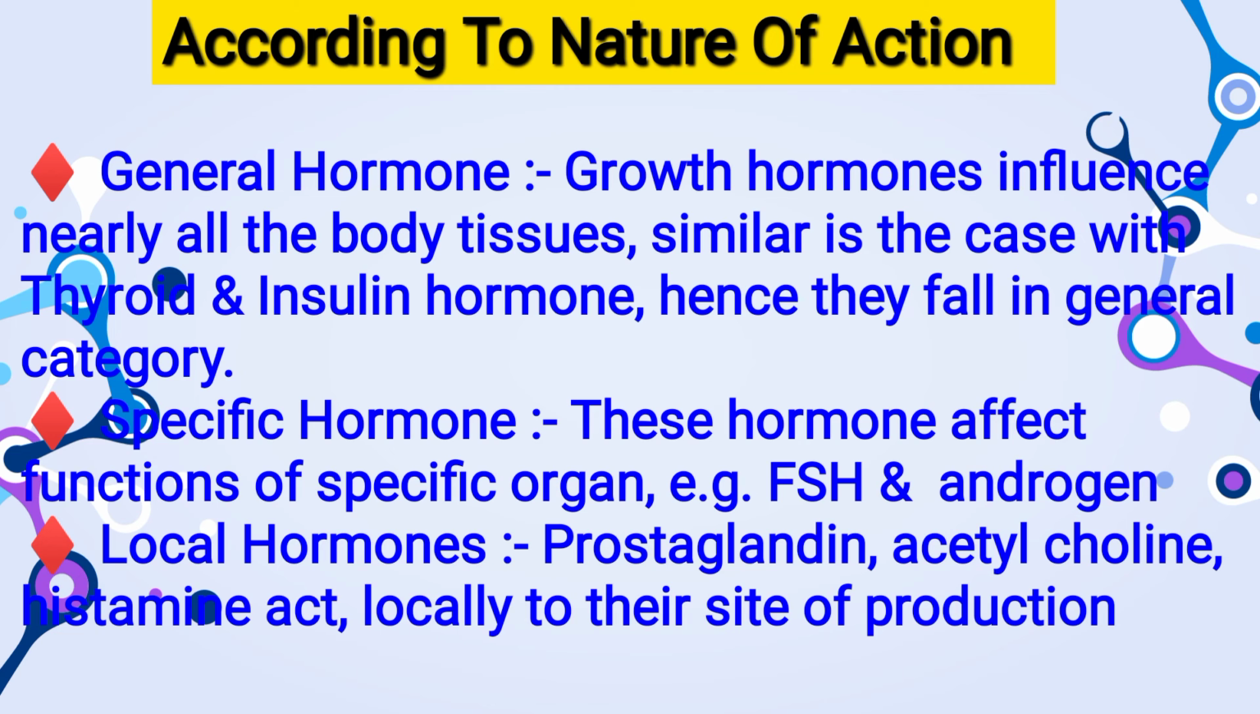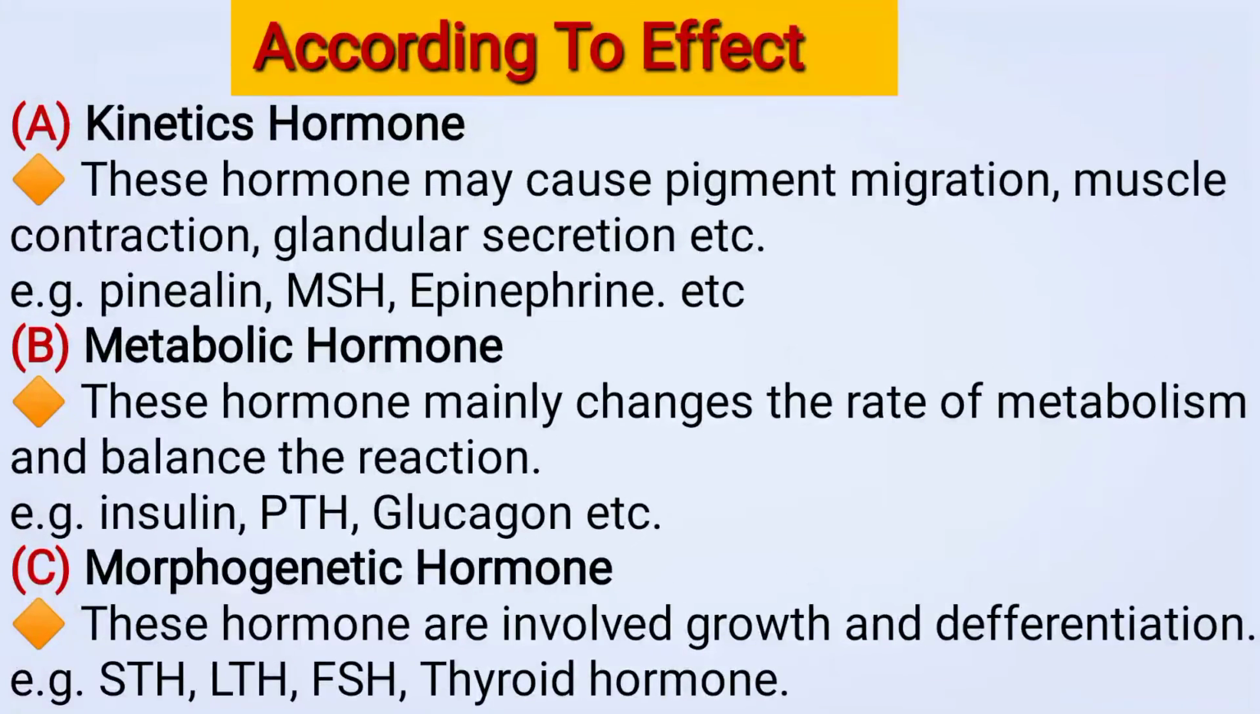Now, the fourth one is effect of hormones. According to the effect of hormones, kinetic hormones, metabolic hormones and morphogenetic hormones are the three types. Kinetic hormones. These hormones may cause muscle contraction, pigment migration, glandular secretion and others. An example of these hormones is epinephrine.